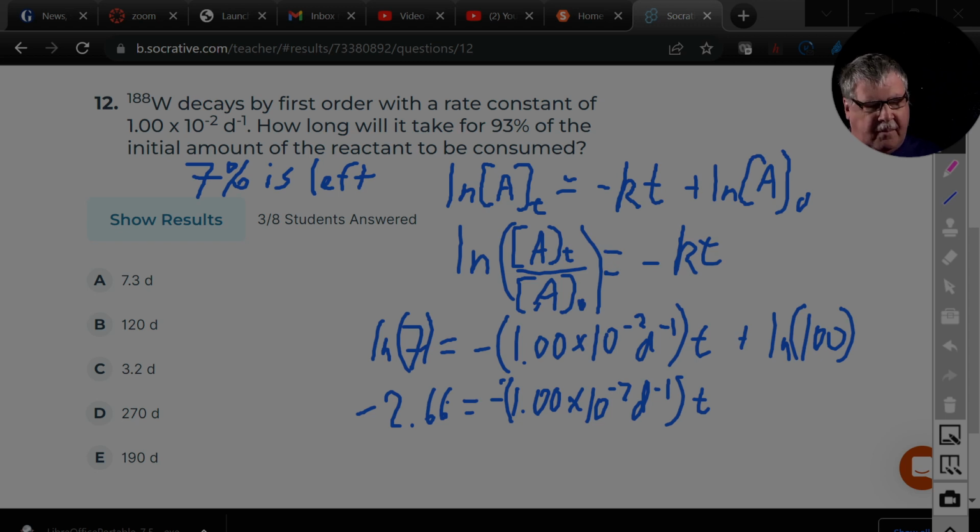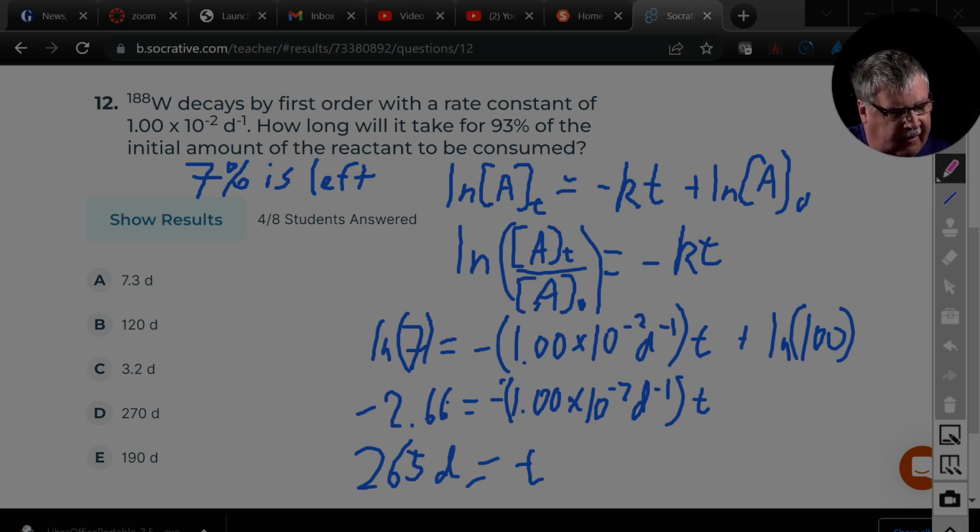So there are two ways to approach this. This is one. If I do this, at least according to my calculations, I get 265 days. And so the closest answer is choice D. Another possibility that you could try with this is you could say, all right, what's the half-life of this?